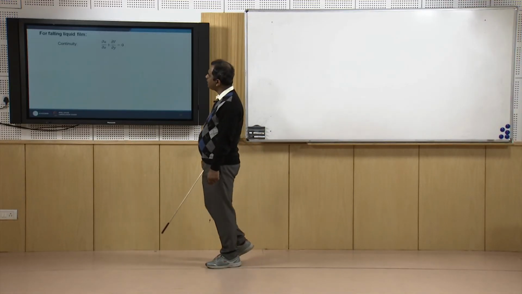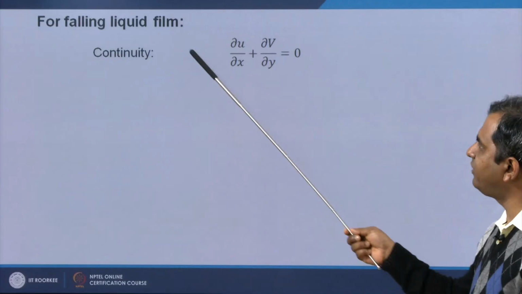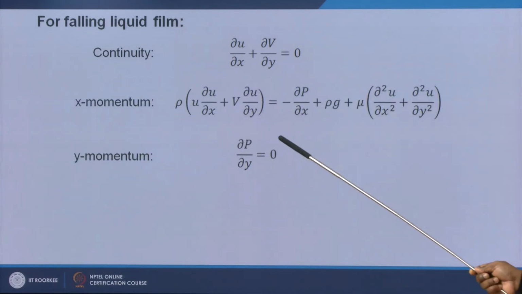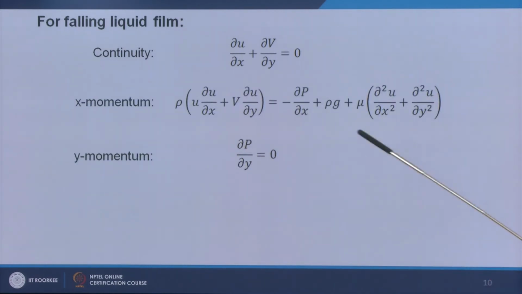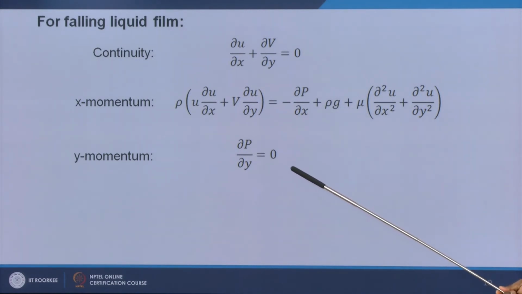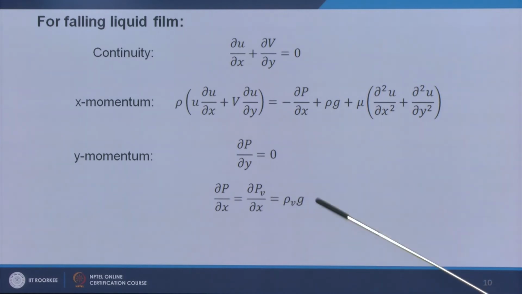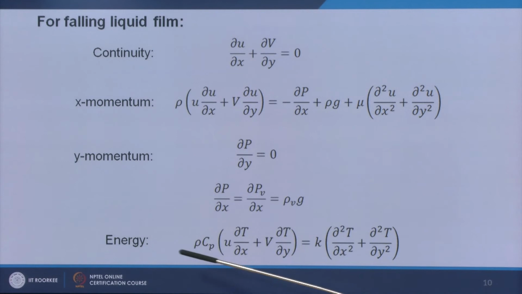So, let me show you now the equations for the volume liquid film. This is the continuity equation, del u del x plus del v del y equals to 0. Then we have the x momentum equation like this, where we will have the buoyancy term, rho into g. Y momentum equation is del p del y equals to 0, and then subsequently from here we get del p del x is equal to minus del p v del x is equal to rho v into g. And then subsequently the energy equation: in the left hand side we have convection, right hand side we have the conduction. So, this is the falling film analysis.